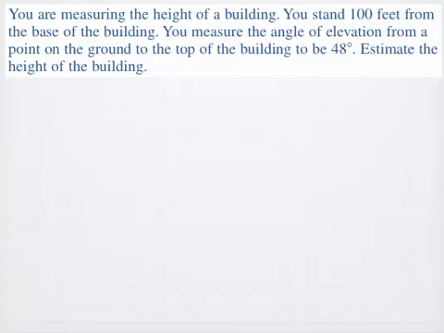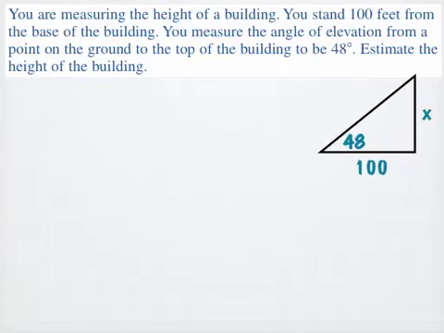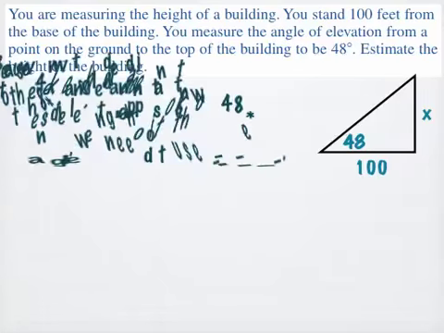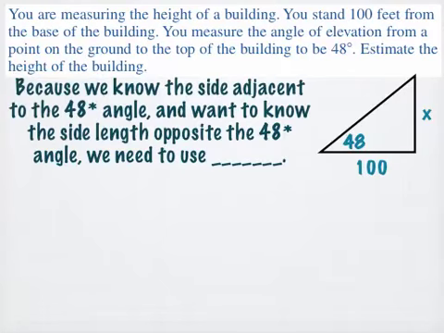I'm going to go ahead and draw a picture. I know that I'm 100 feet away from the building. I know that my angle of elevation is 48 degrees, and I want to find the height of the building, which I've already marked as X in this triangle. Notice this would be a right triangle. I know an angle measure, which is 48 degrees. And then I also know the side, or I want to find the side opposite. And I know the side adjacent.